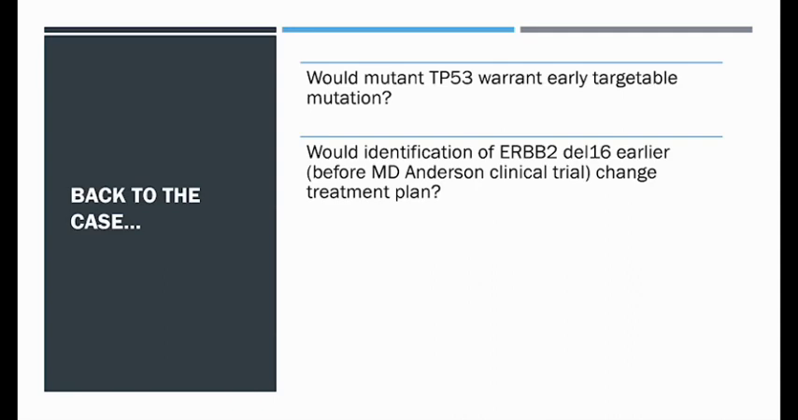And then would that also determine whether there should be extensive testing for a targeted therapy to find a target? Because the apoptosis mechanism is not there, so it's better to find a target. And then we're talking about 2014. It was still early days of reflex NGS testing and molecular testing. And would identification of ERBB2 del 16 earlier change the treatment plan? It definitely would, but at that time there were not a lot of publications in the literature on ERBB2 del 16.